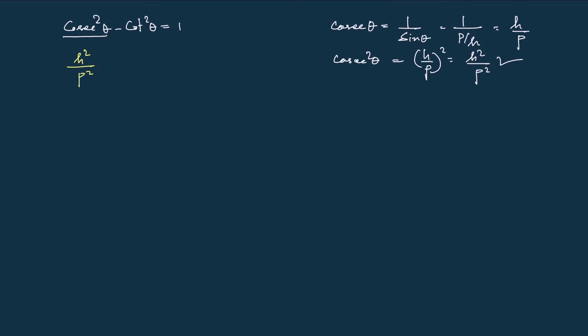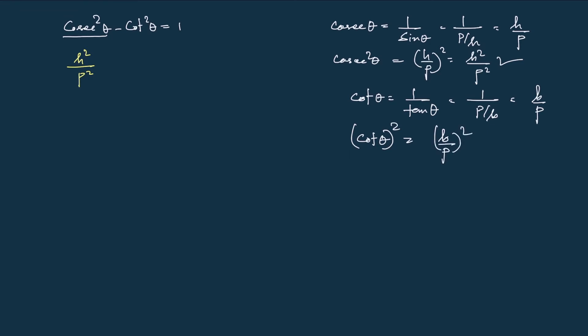Again, what is cot theta? Cot theta is nothing but 1 by tan theta. What is 1 by tan theta? 1 by p by b, so it is going to be b by p. So cot theta whole square, written as cot square theta, is going to be b square by p square.